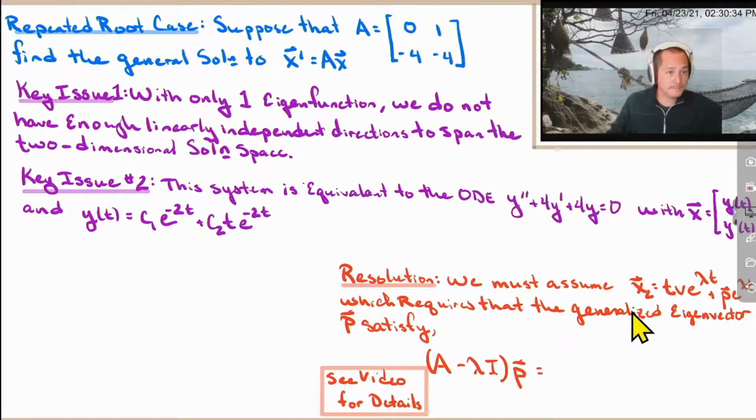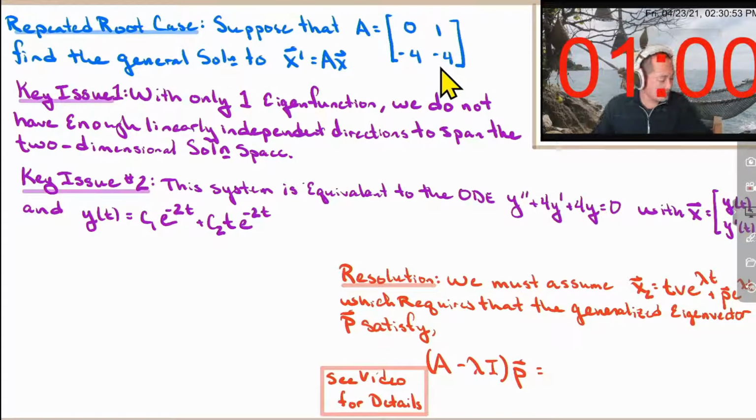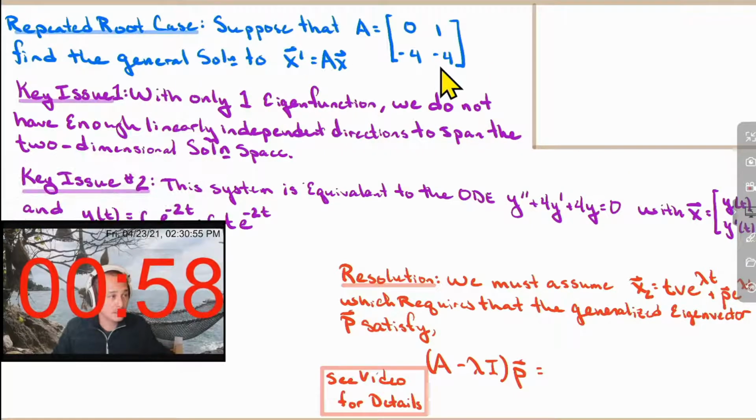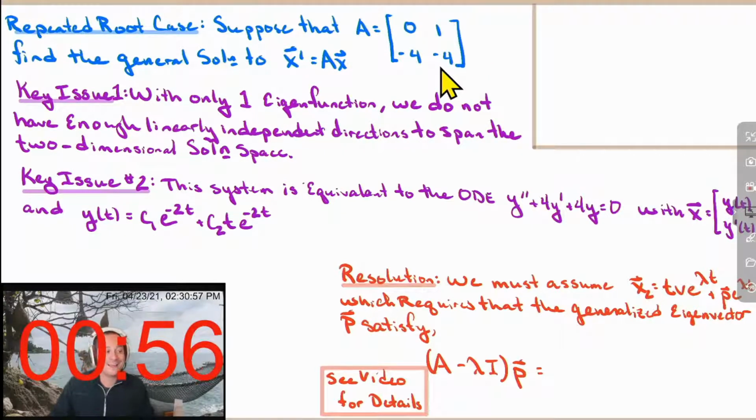All right. Last of the cases, the repeated root case. Okay. So let's just work this problem. Suppose that the A matrix is 0, 1, -4, -4. Let's put a minute on the timer. I'm going to move my floating head down to the lower left, and I too, at the same time, will find the eigenvalues of this matrix.